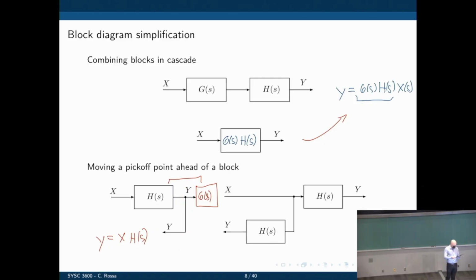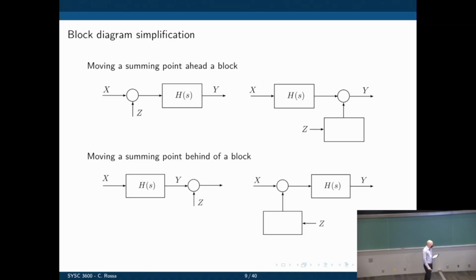And if you want to now multiply G and H, we need to take this point and move it somewhere else, but to maintain Y the same value. But we can't just move it ahead because now Y becomes X. And originally Y is X times H. So that's why we add that, right, to maintain the signal the same. And now if there is other stuff here, we can combine everybody and continue the simplification.